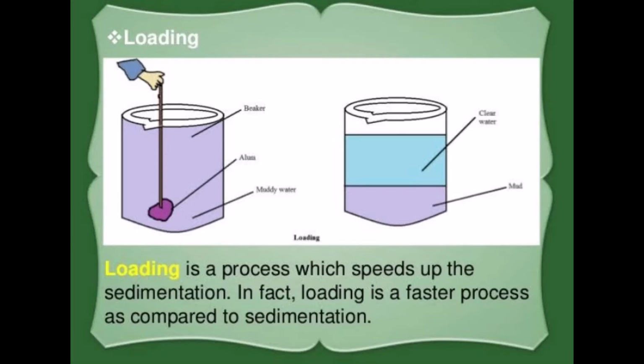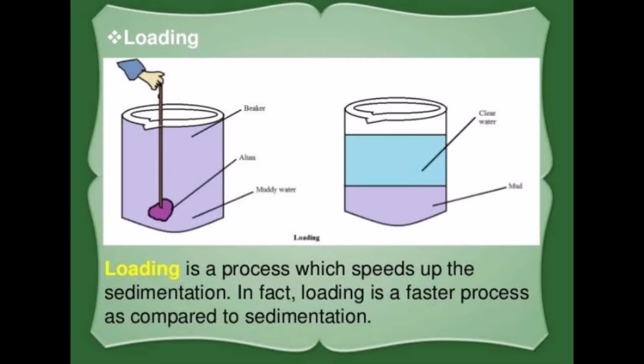Let us do an activity to find out which process is faster and which is slower. Take a piece of alum, means fitkari, tie it to a thread and dip it 3 or 4 times in a beaker of muddy water. Take it out and let the muddy water stand for some time without disturbing it. Note the time taken by the mud particles to settle down. Compare it with the time taken by them during the sedimentation. You will find that loading makes the process a lot faster.